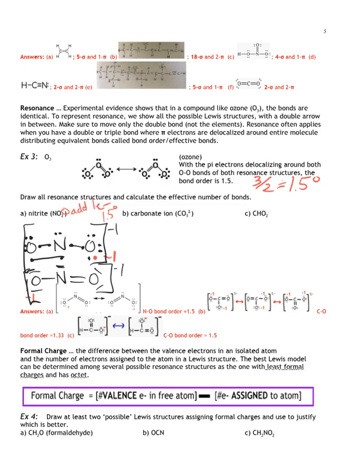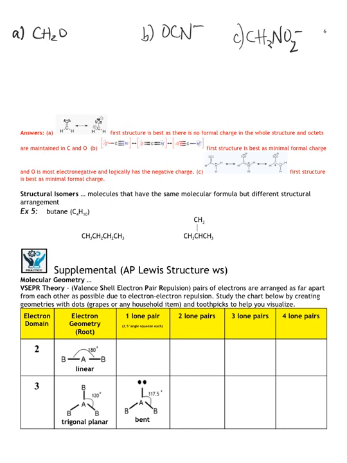Let's go ahead and look at this example. We're going to look at formaldehyde first. It says to draw at least 2 possible Lewis structures, assign formal charges, and justify why one is better than the other. All right, let's go ahead and do A.